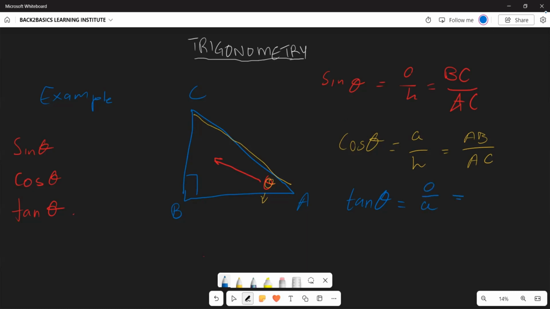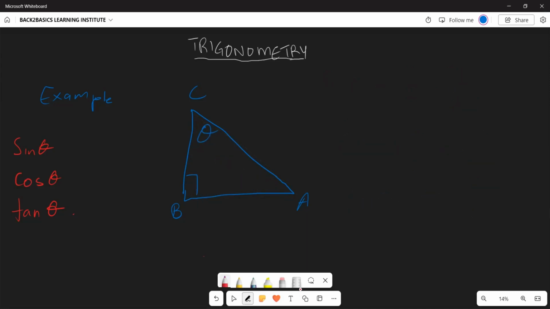Now, which side is going to be opposite, right? Still, the side that is opposite is still this side BC. So the ratio here is going to be BC over the side that is adjacent. And the side that is adjacent is just this side, which is your side AB. Are we together?